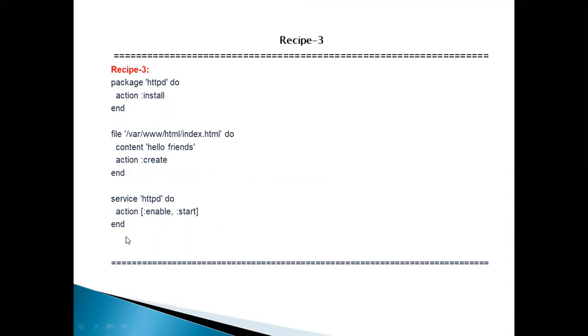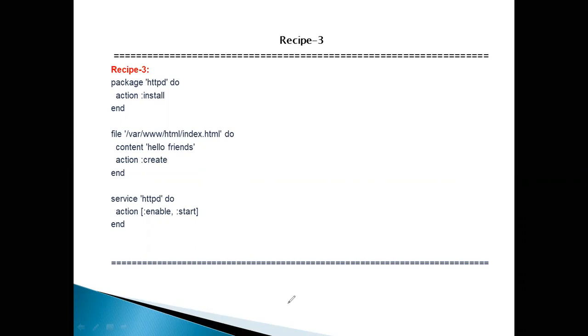This is recipe 3. In this recipe, I want to install HTTPD, also known as Apache Tomcat. Apache Tomcat is ideal for Java applications. For example, if you want to keep a bundle of code inside Apache Tomcat, you can. Your application will run, so you need Apache Tomcat on your server.